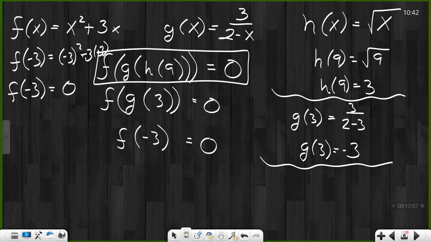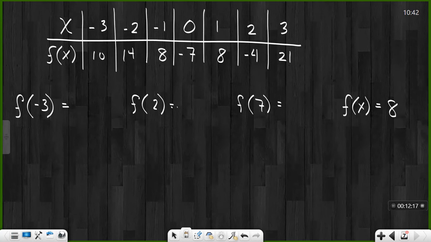So an embedded relation, just start at the innermost relation. Start there, find its output, use that output as the input for the next relation, and keep working your way up. What if I'm not given an expression, though?